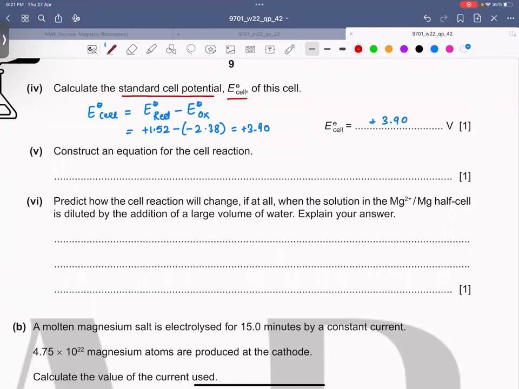Now, they are asking for constructing the equation for the cell reaction. Sir, for the E naught cell values, the one with the bigger value is being reduced and it oxidizes the other species, right? Yes. Sir, in part 3, the negative electrode is the one whose value will be lower? Yes.